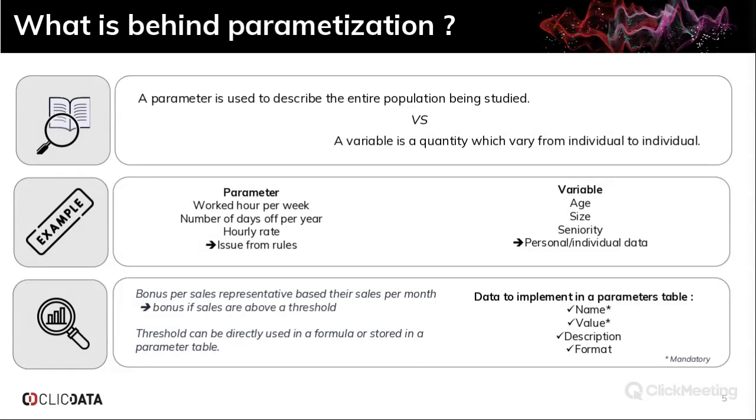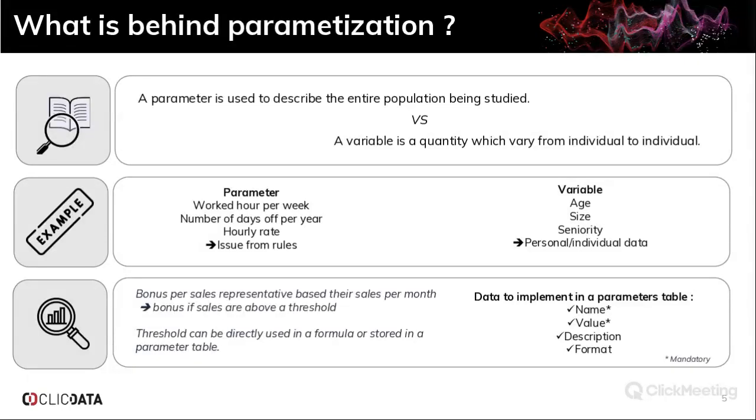formulas. Or we can store that value in a parameter table, and we will see that later. So in terms of updates, if the value needs to be changed, we will change it only in the parameter table and not in all the different formulas. And in terms of structure, the parameters table needs to have the name of the parameter and the value, so these two pieces of data are mandatory, and then we can also add the description and the format.